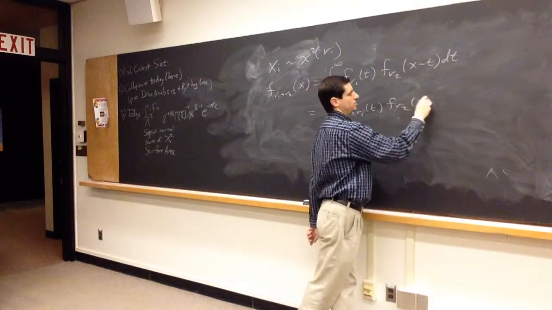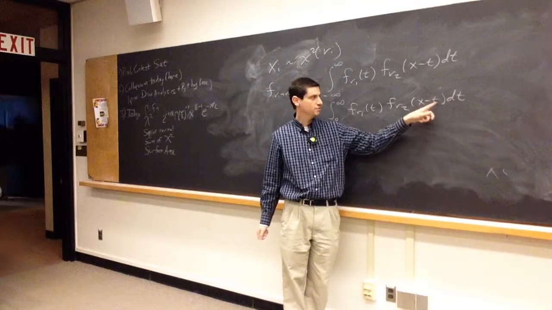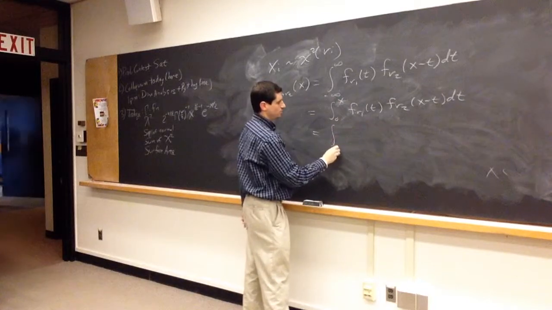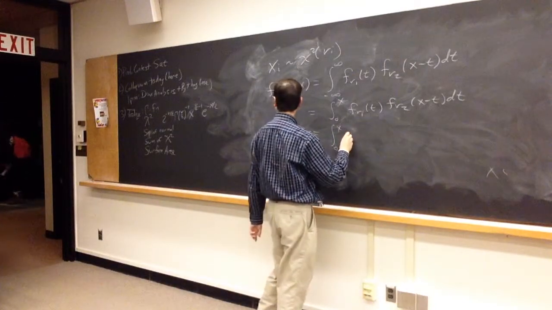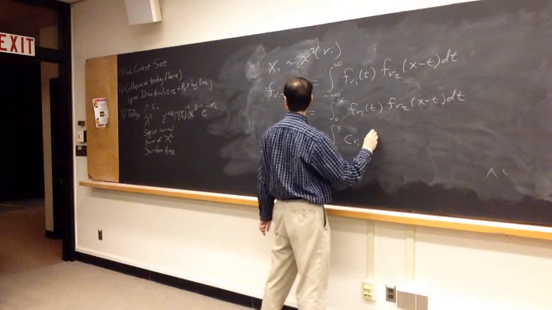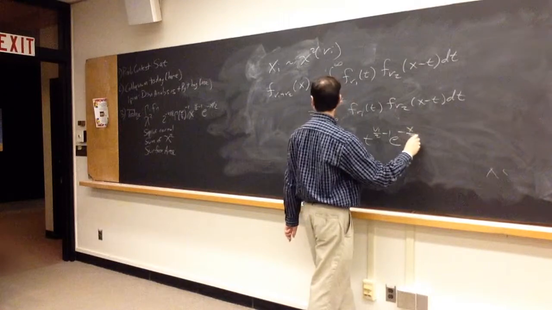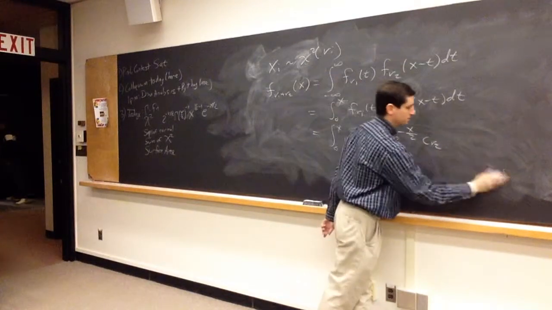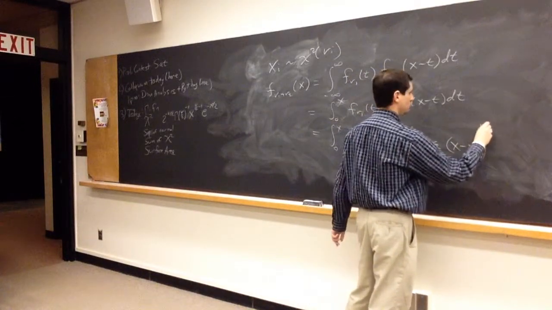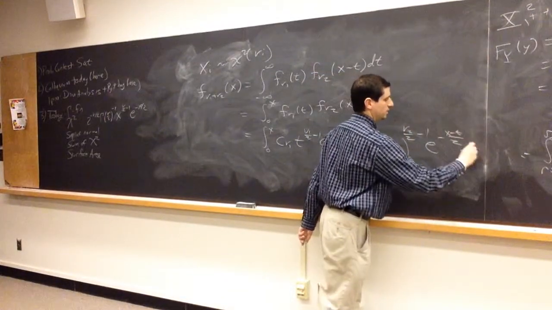f nu 2 of x minus t dt. But now looking at this one, this is going to be 0 if t is greater than x. So I can now restrict this to being at most x. So I now have the integral from 0 to x. The first one is going to be, I'll call its normalization constant c1. And then I've got t to the nu 1 over 2 minus 1, e to the minus t over 2. The second one has its normalization constant. And then we'll have x minus t to the nu 2 over 2 minus 1, e to the negative x minus t over 2 dt.